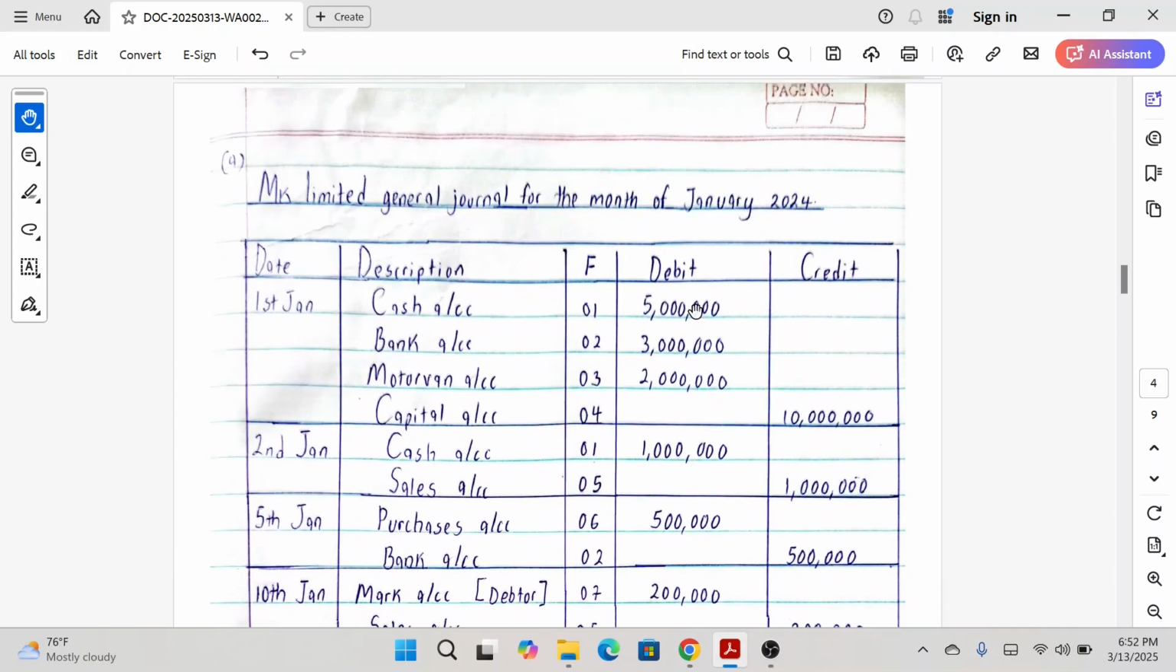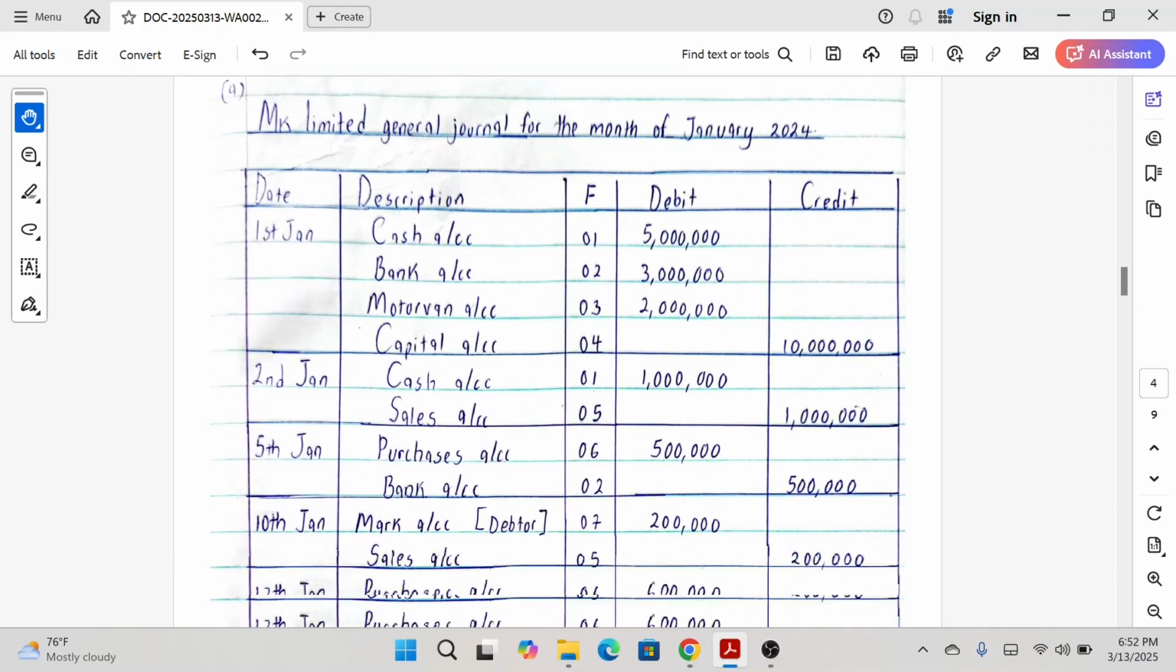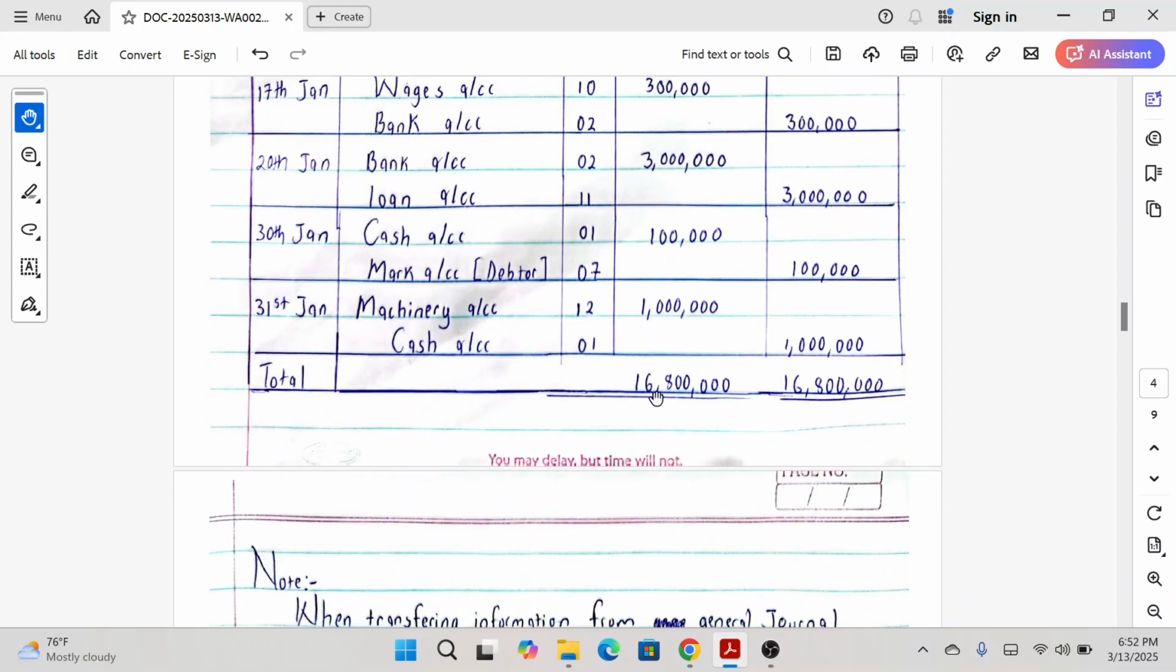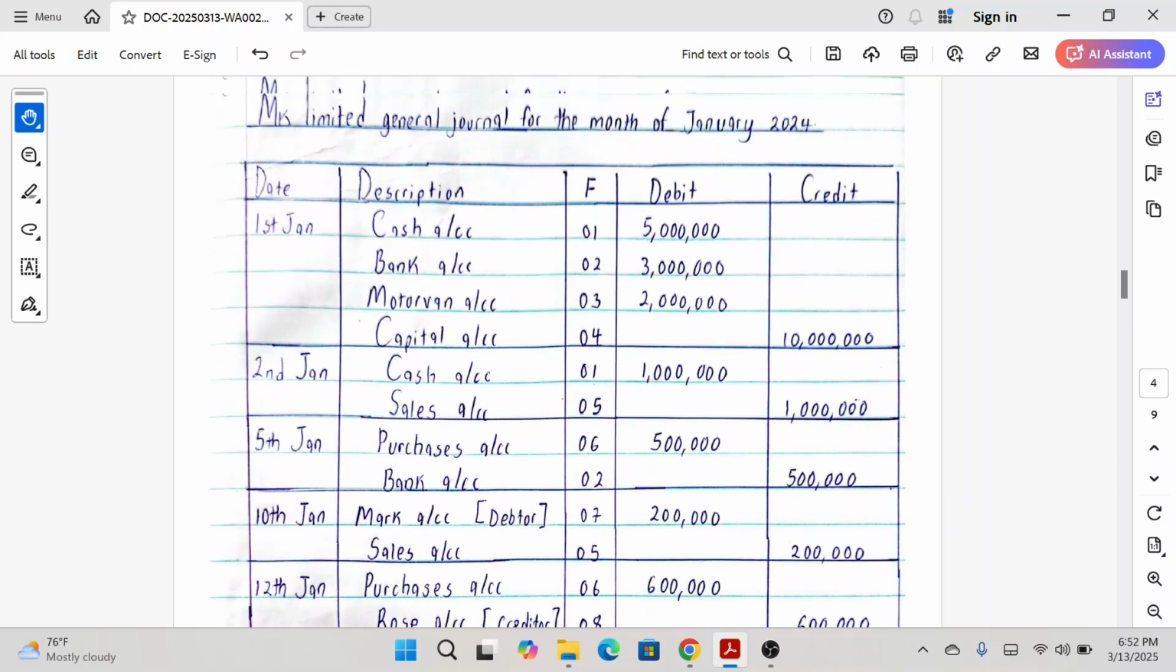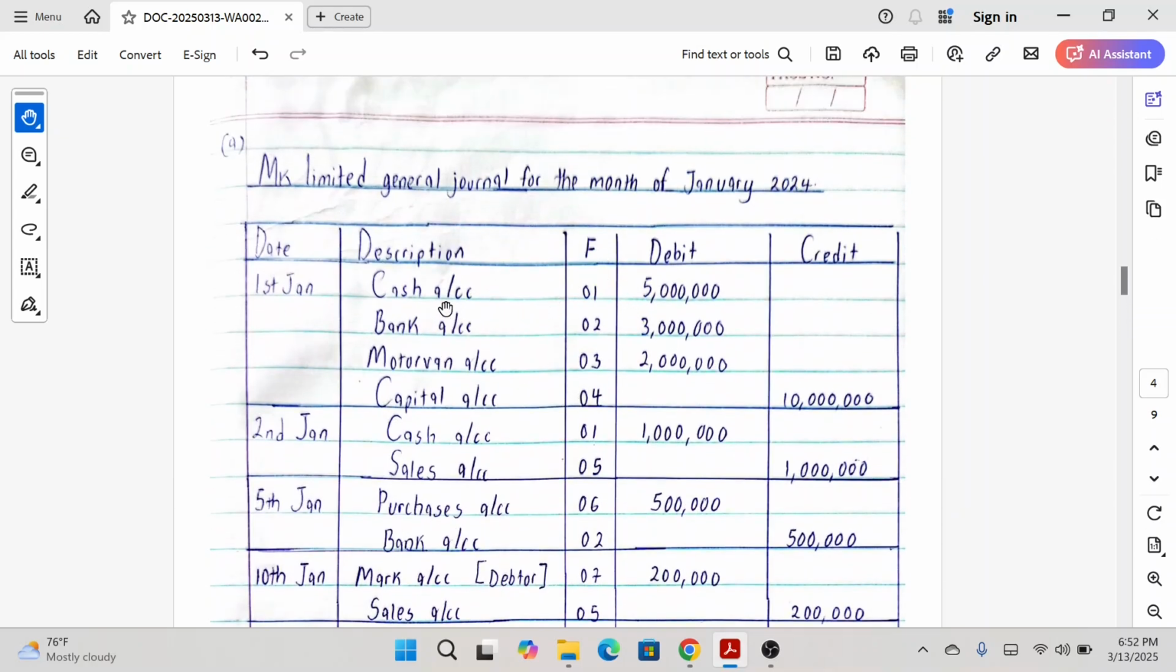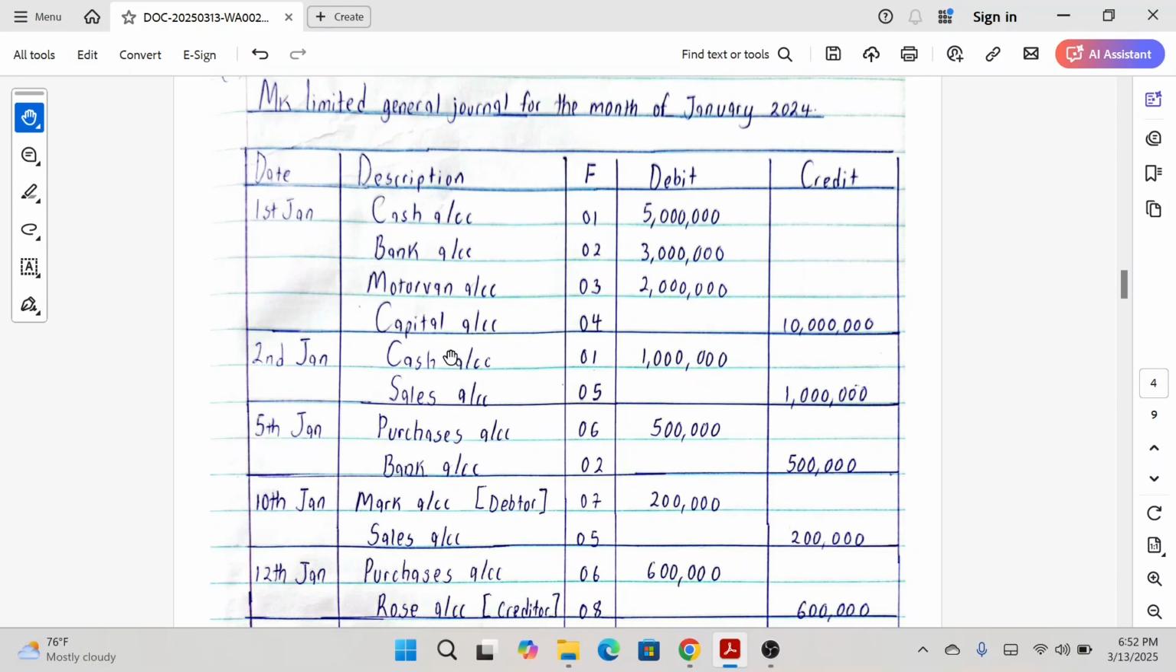When you add up the total debits and the total credits, you're going to realize that this is going to give you 16.8 million, and this is also going to give you 16.8 million. Now, when you look at my folio numbers here, I gave cash 1, bank 2, motor vehicle 3, capital 4. Now, when you encounter cash again, you don't give it 5. You have to go back to 1. You get? That's why I told you you can use this folio number to determine the number of the accounts or ledger accounts you're going to draw.